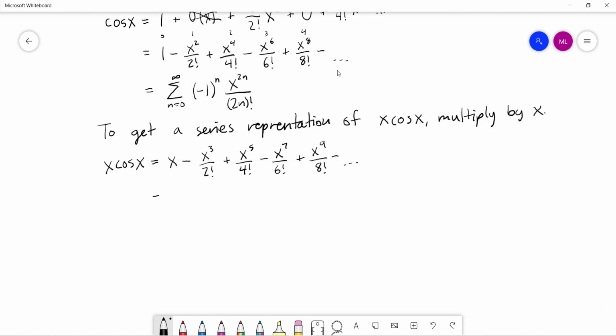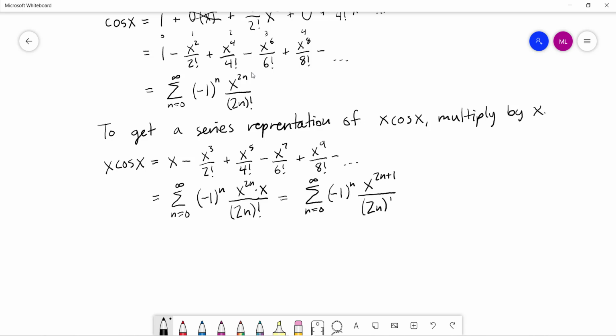And similarly, we can come up with our closed form expression for the nth term and write this as the sum from n equals 0 to infinity of the -1 to the n, that hasn't changed, dividing by 2n factorial, that hasn't changed. The only thing that changed was this. It's not x to the 2n anymore. It's now x to the 2n times another x. And how does that modify that term? Well, now that term is going to look like x to the 2n plus 1 power over, again, 2n factorial. And so here is our Maclaurin series representation of x cosine x.